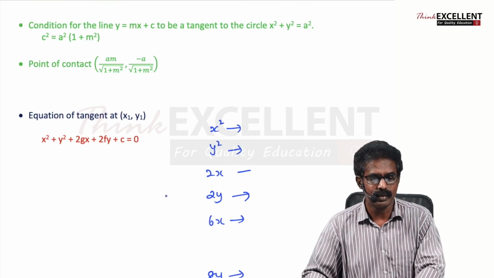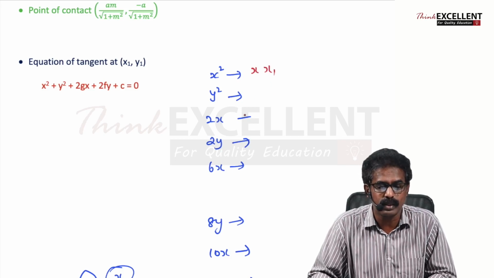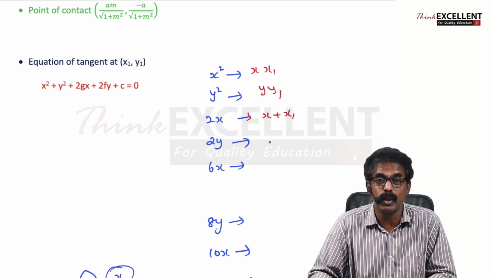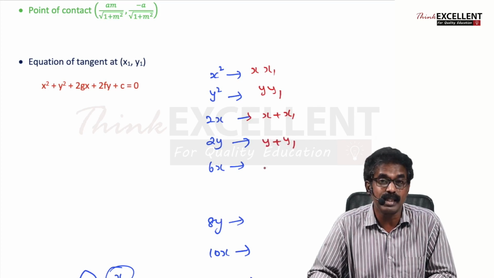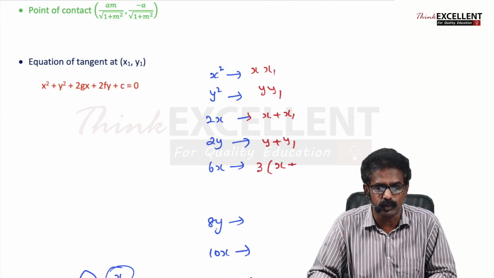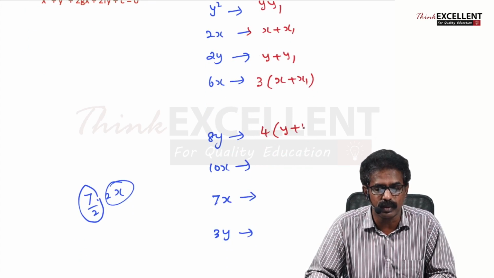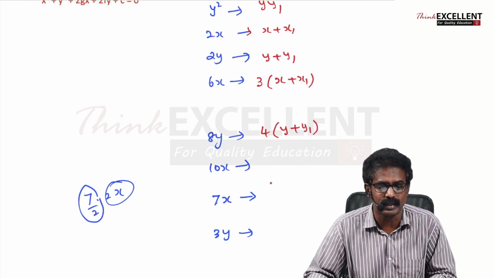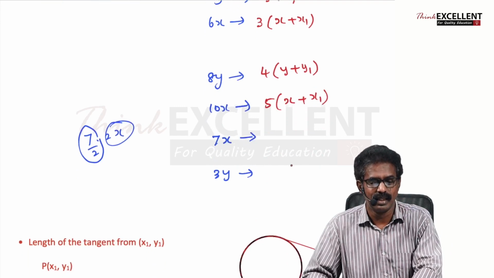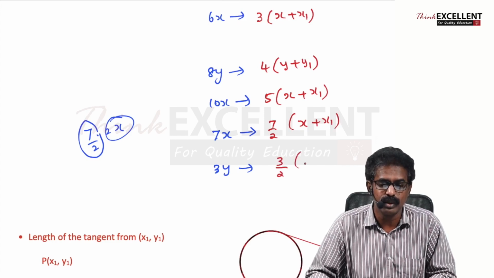Okay, let us see again. x square, how can you write x square? x1. y square, y1. 2x, x plus x1. 2y, y plus y1. 6x, 3 into 2x, right? That is x plus x1. 8y, 4 into 2y, that is y plus y1. Hope you understood. 10x, 5 into 2x, right? That 2x you write it as x plus x1. 7x, 7 by 2 into x plus x1. 3y, 3 by 2 into 2y, y plus y1.